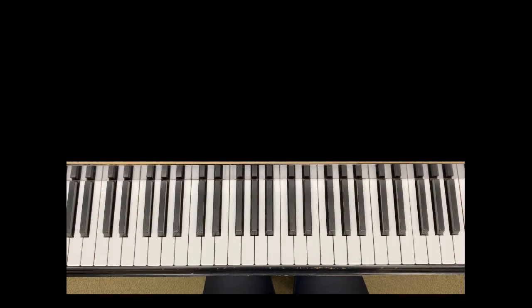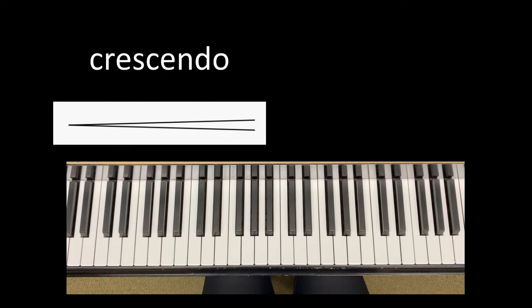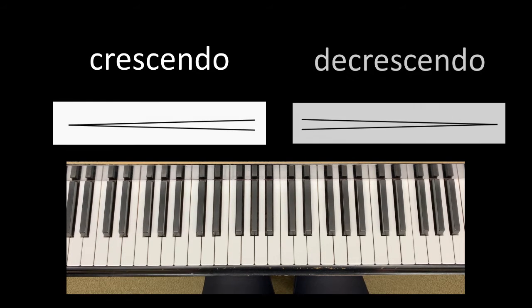So in those past two examples, wherever we came across a new dynamic symbol, we sort of jumped from one dynamic level to another. However, in music, sometimes we want to gradually become louder or gradually become softer, and there is a way to symbolize that. They are called crescendos and decrescendos. You can see that they are the same symbol but just point in different directions.